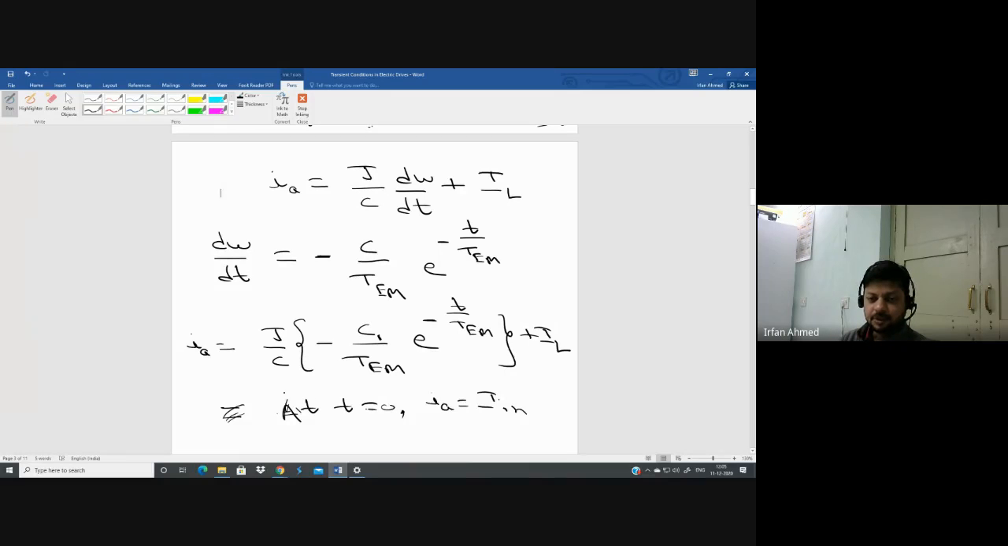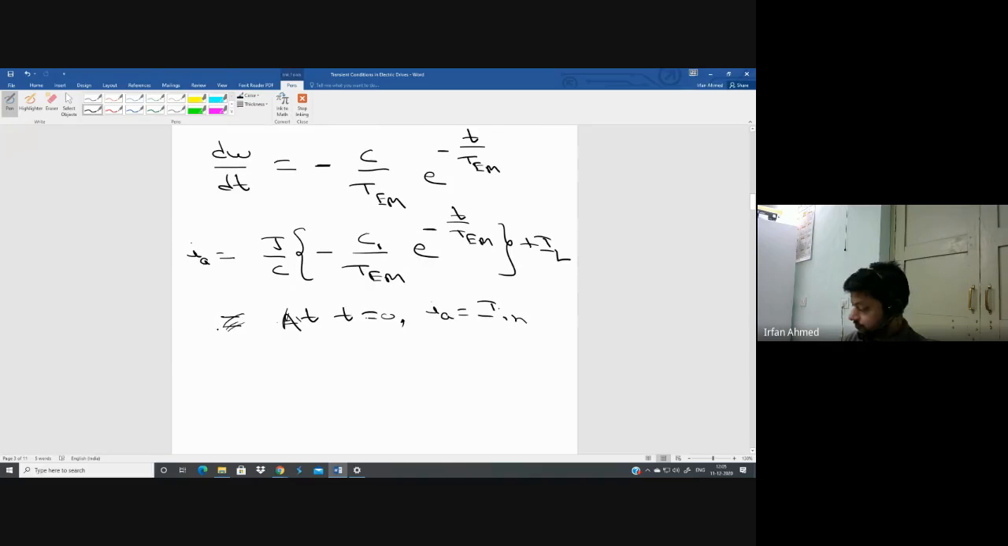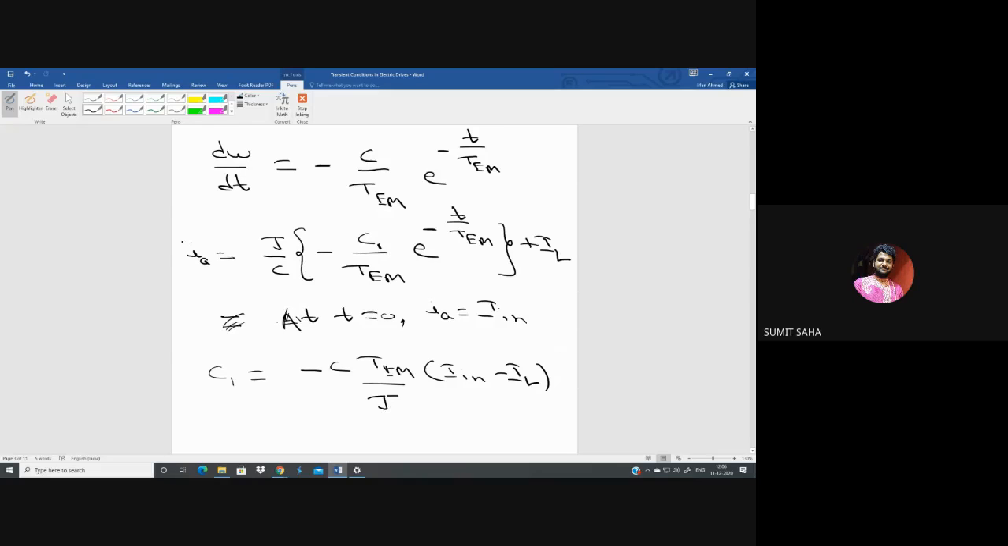So if we substitute t is equal to 0, this becomes 0. E to the power 0 is 1. Okay? And your IA becomes equal to IN. That gives you C1 is equal to minus C TEM upon J multiplied by IN minus IL. Correct? Yes, sir.